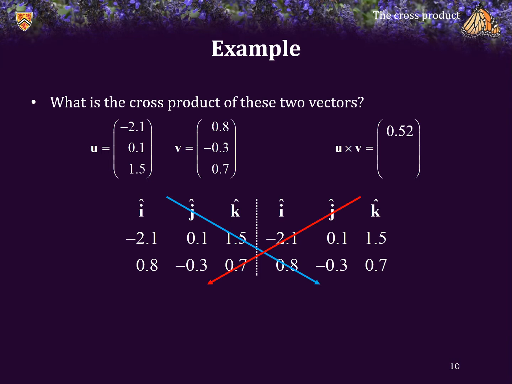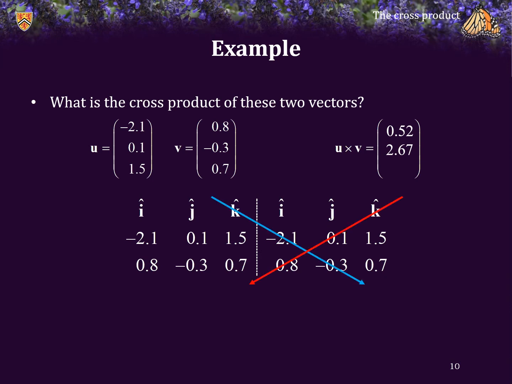To calculate the second entry, we multiply these terms associated with the second canonical basis vector. So 1.5 times 0.8 is 1.2. We subtract from that the product of negative 2.1 times 0.7. Well, negative 2.1 times 0.7 is negative 1.47. So 1.2 minus the negation of 1.47 is 1.2 plus 1.47, which is 2.67.